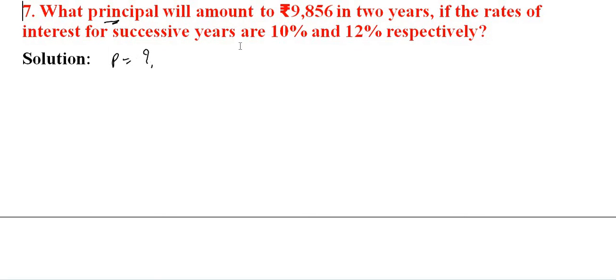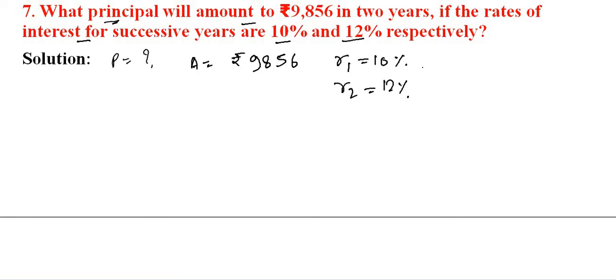So here the other things given: amount A is given, rupees 9856, and the rate of interest is given 2 times. That means R1 is 10% and R2 is 12%. That means we have to calculate separately. And N is given as 2 successive years. How many successive years? 2.